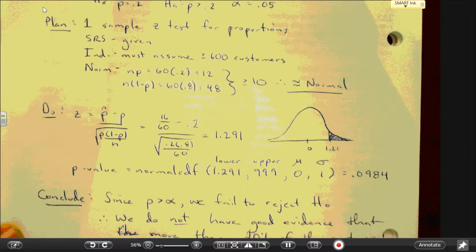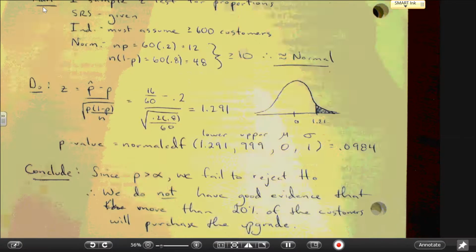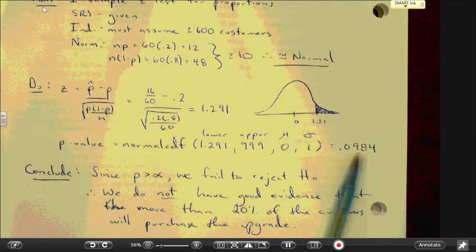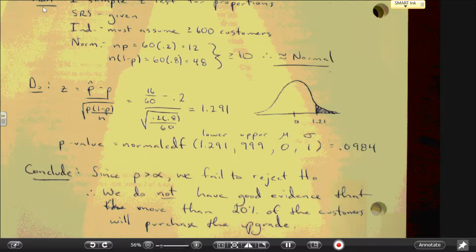Okay, so again, the goal was to see if more than 20% will purchase the upgrade. Because our p-value is greater than 0.05, we failed to reject that. Therefore, we do not have convincing evidence.